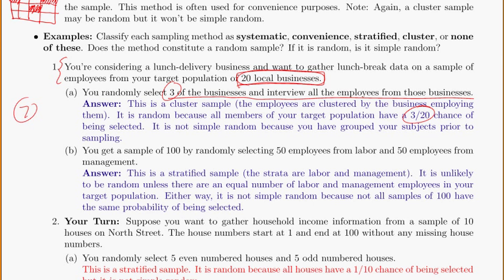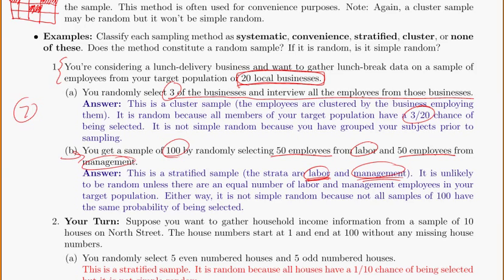And we'll look at this next one. B. You get 100 employees for your survey by randomly selecting 50 employees from labor and 50 employees from management. All right, so you want to get the two different groups. This is a stratified sample, with the strata breaking it up into labor and management. And more than likely, it won't be random, because if you're taking 50 from labor and 50 from management, in order for everybody to have the same probability of being selected, you need to have the same number of employees in labor as there are in management. And that just probably isn't the case. So most likely, it's not even random. So it's stratified, not random. And if it's not random, it is immediately not simple random.